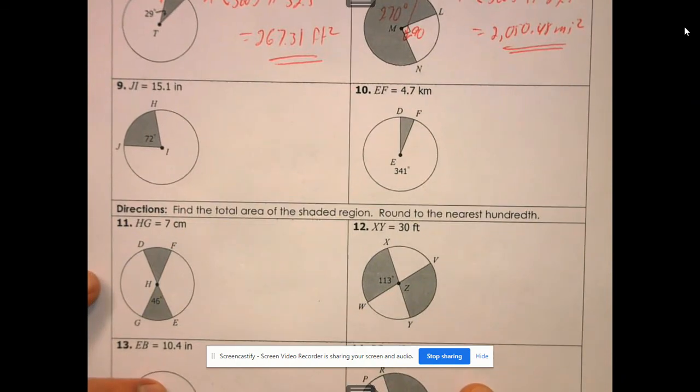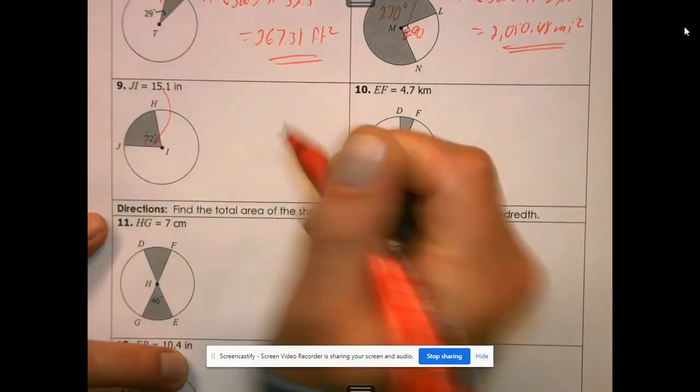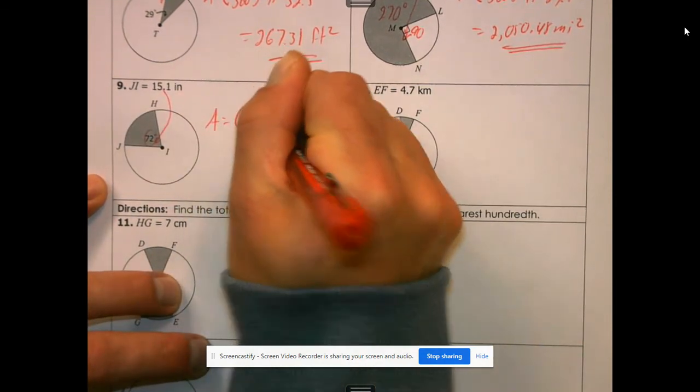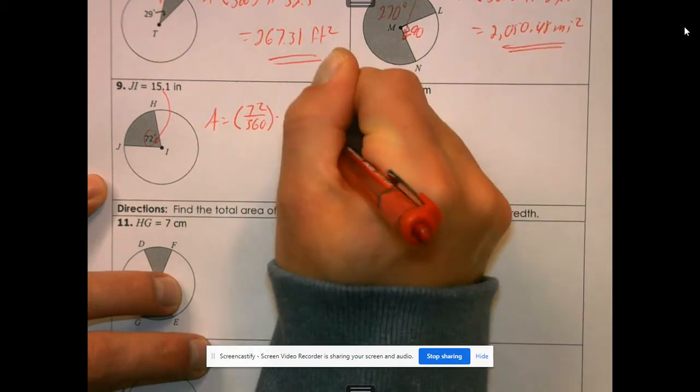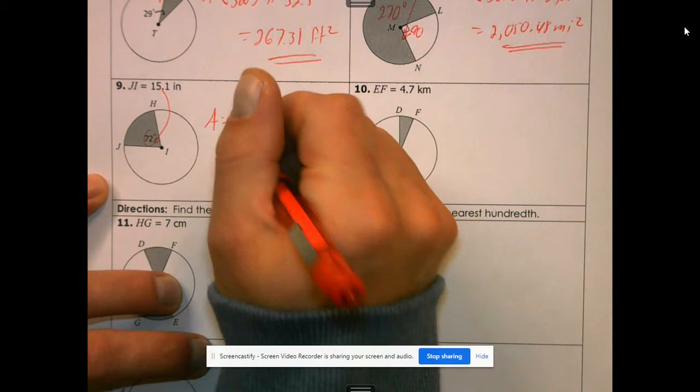Number 9. Let's see, J to I is your radius. There's your central angle. We're good to go. 72 divided by 360 times pi times 15.1 squared. Solution, 143.26.